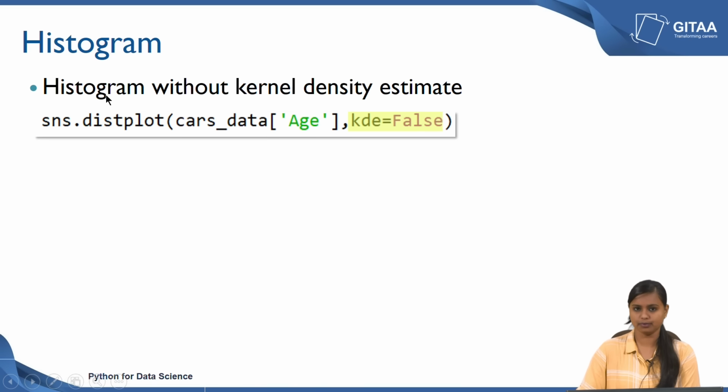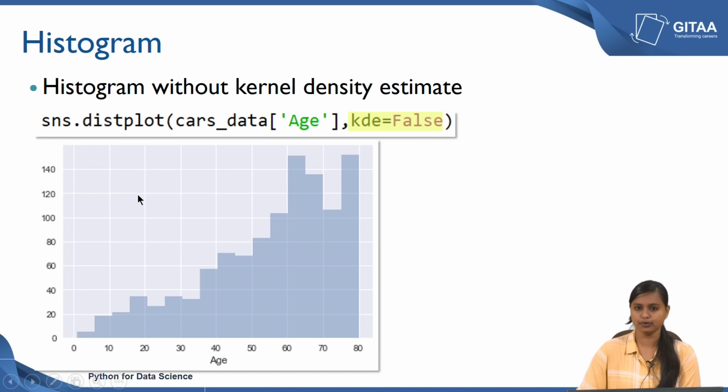So, here we are going to plot a histogram without the kernel density estimate. You can do that by setting KDE equal to false. If you give that, the output would be similar to this. On the y axis, it is just the representation of frequencies or the counts. On the x axis, you have the range of values from the age variable, and you have too many intervals here. It is very difficult to interpret from this plot.